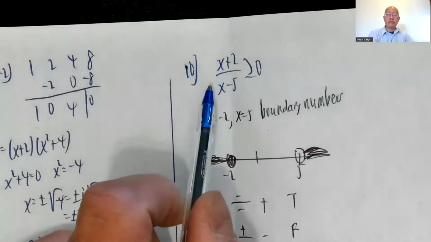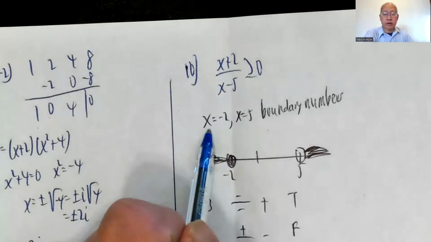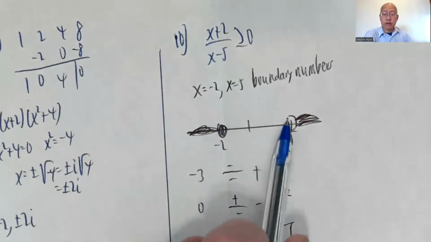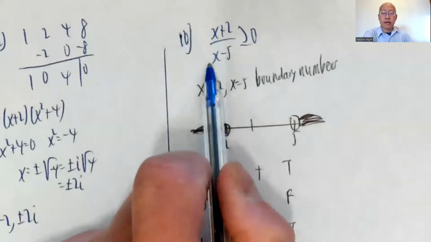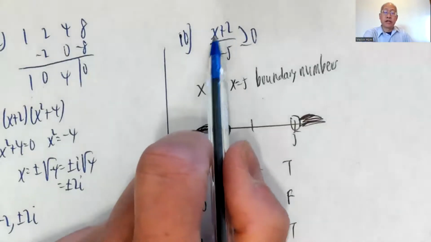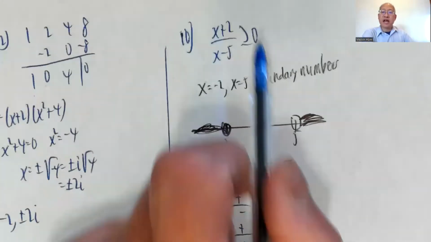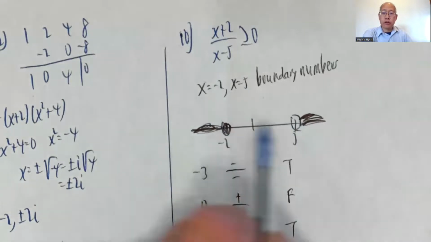And 10. My boundary numbers are whatever make the top and the bottom 0. What makes the top 0 is negative 2. What makes the bottom 0 is 5. So put an open circle on negative 2 and at 5. Plug in negative 2, I get 0 over something, which is not 0. It'll say 0 is greater than or equal to 0. That's true. Color it in. 5 is not allowed, though. You're never allowed to divide by 0. So open circle here. Closed, open.